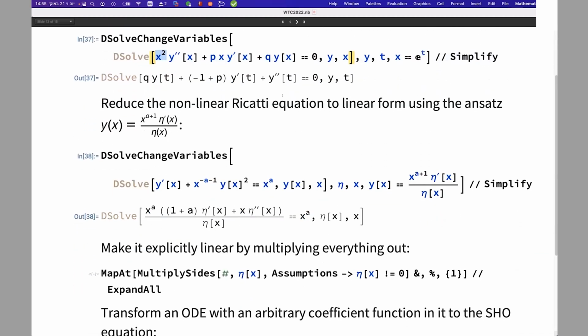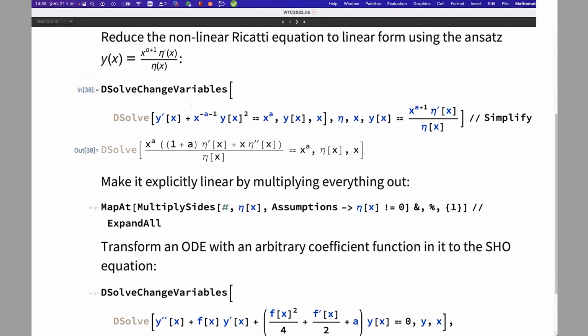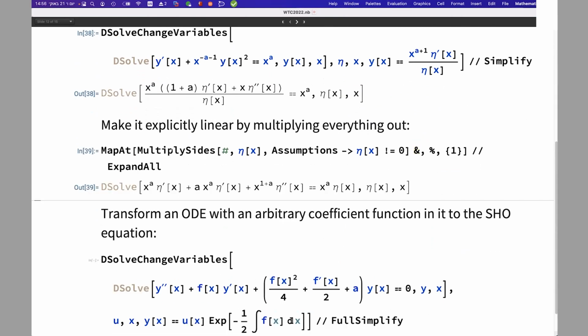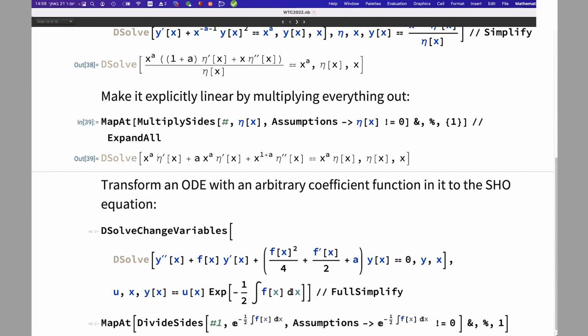We have a nonlinear Riccati equation. We make another clever substitution, and we transform it into a linear system. That may not look very linear, but if I multiply everything out, we see we just have the dependent variable and its derivatives multiplied by the independent variable, which is the definition of a linear system.